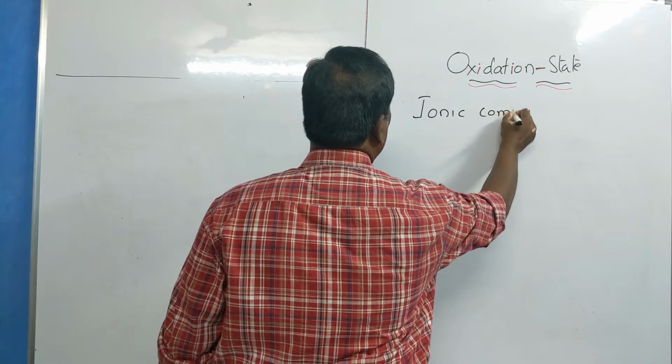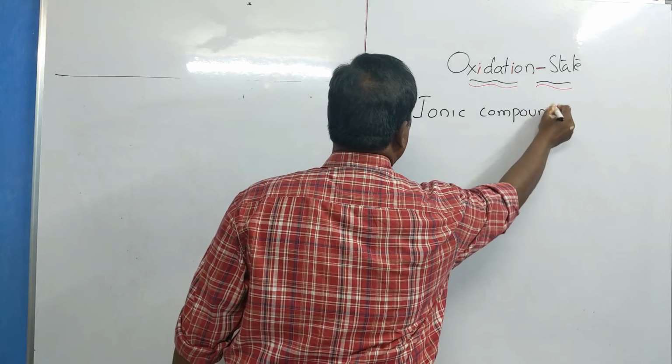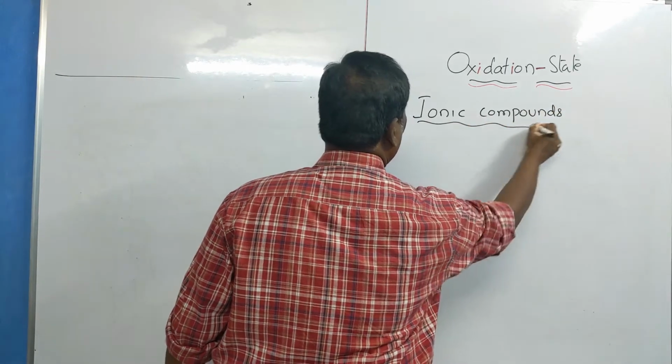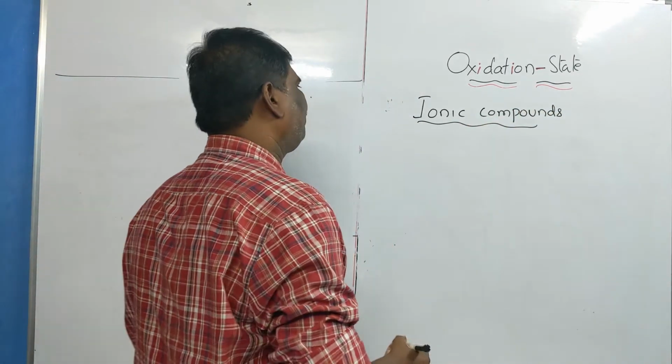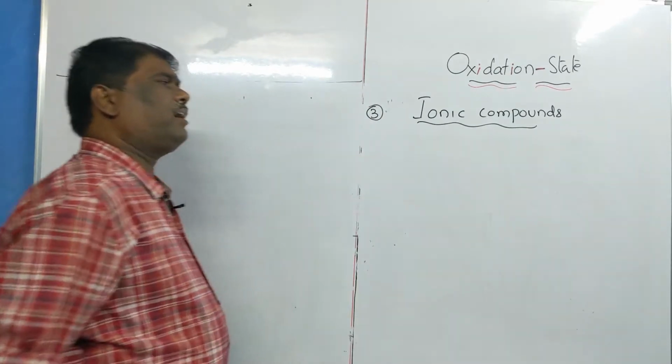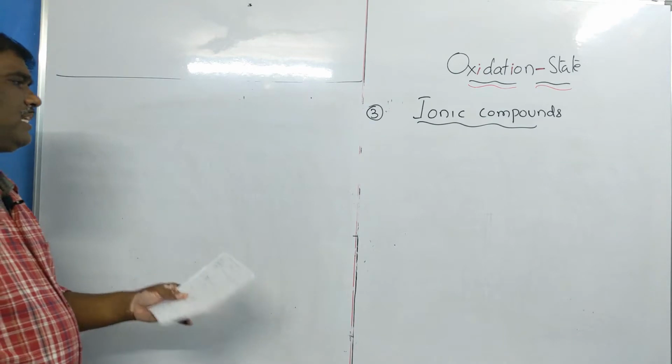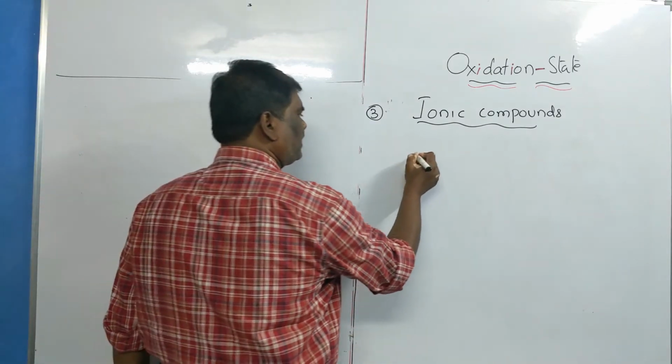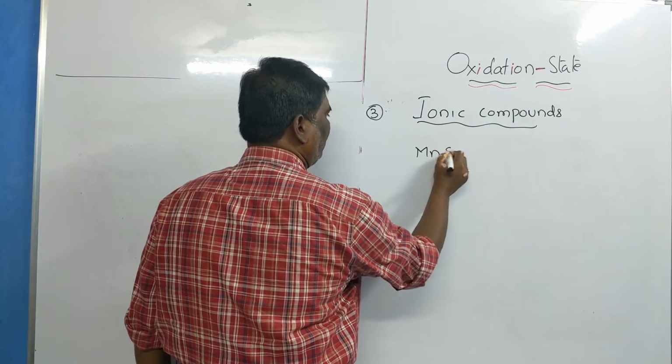Finding the oxidation states when ionic compounds are given. Now the first example is manganese sulfate.